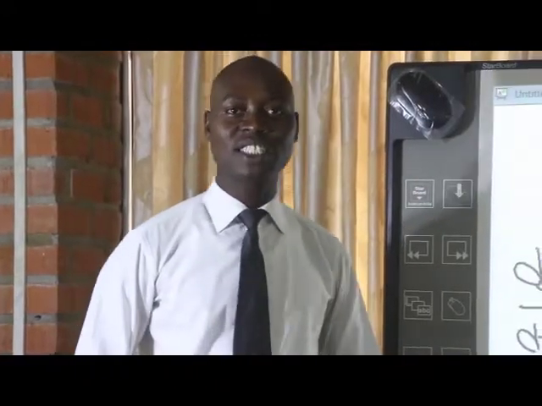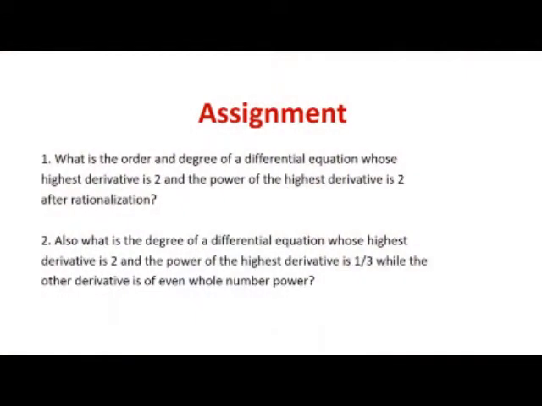Now try this. What is the order and degree of a differential equation whose highest derivative is 2 and the power of the highest derivative is 2 after rationalization? Also, what is the degree of a differential equation whose highest derivative is 2 and the power of the highest derivative is 1/3, while the derivatives of the others are of even whole numbers?